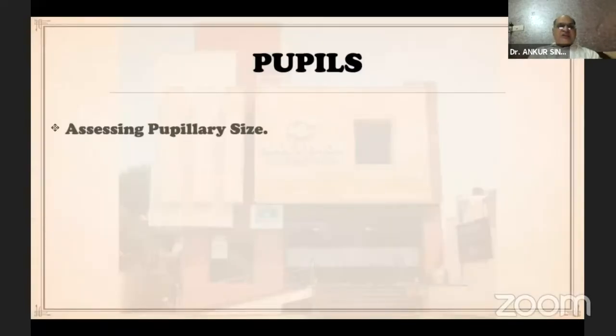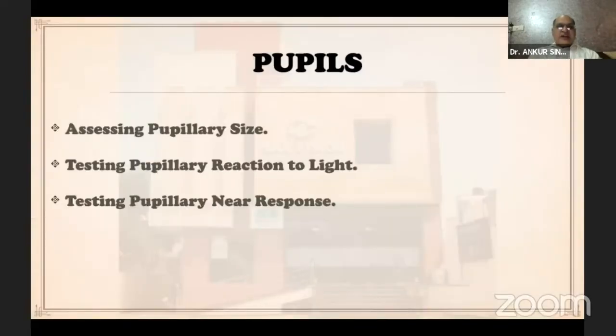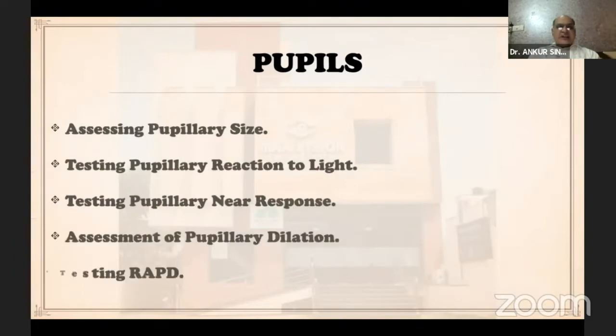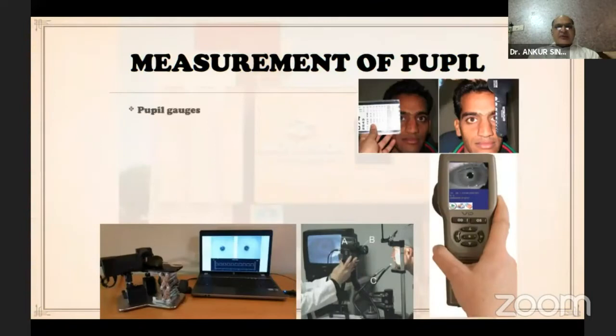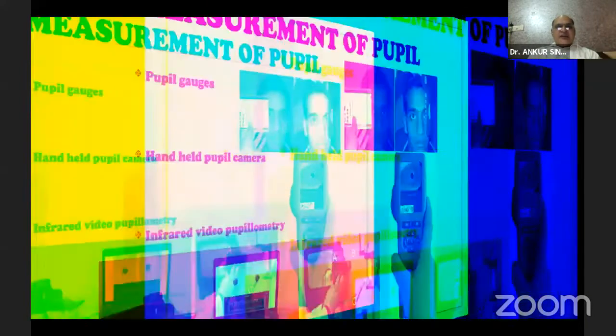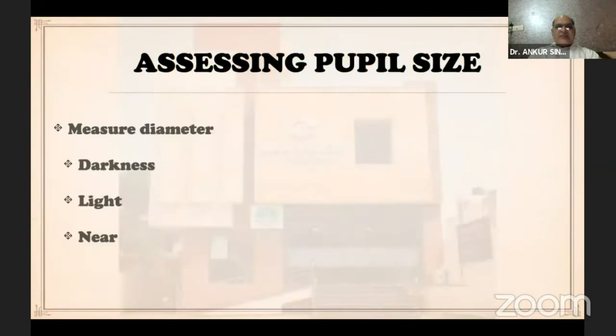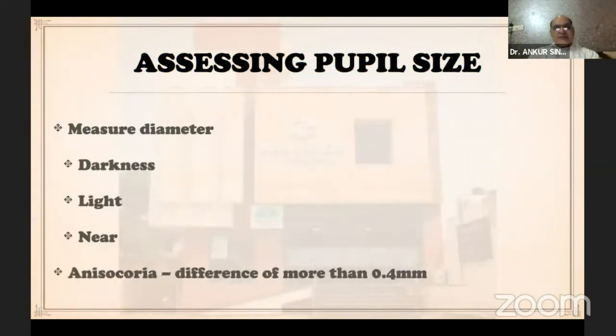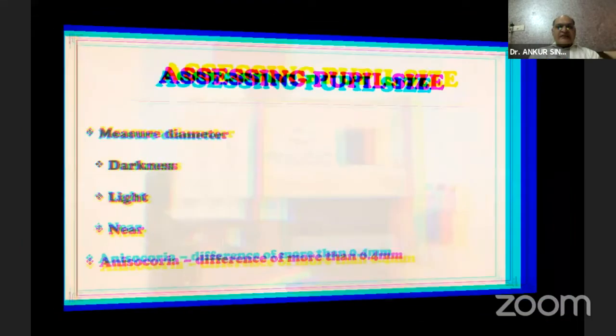Pupils, we have to assess the pupillary size, the reaction to light, the near response, dilatation, and test for the afferent pupillary defect. Measurement of the pupil can be done with the help of pupillary gauges, which are easily available. We can also use a handheld camera or video pupillometry. The pupillary size should be assessed in darkness, light, and near. The difference between the two pupils of more than 0.4 millimeters is termed anisocoria.